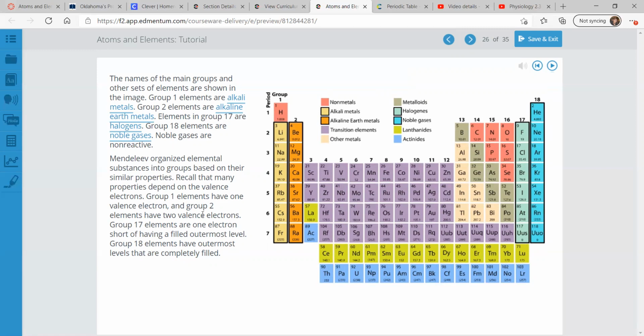So group 1 has 1 and group 2 has 2 valence electrons. That means they want to get rid of those electrons so they can be stable. Group 17 are almost there, they need to gain 1 electron to fill that outermost electron level. And then group 18, they already have what they need. They don't need to react with anybody.